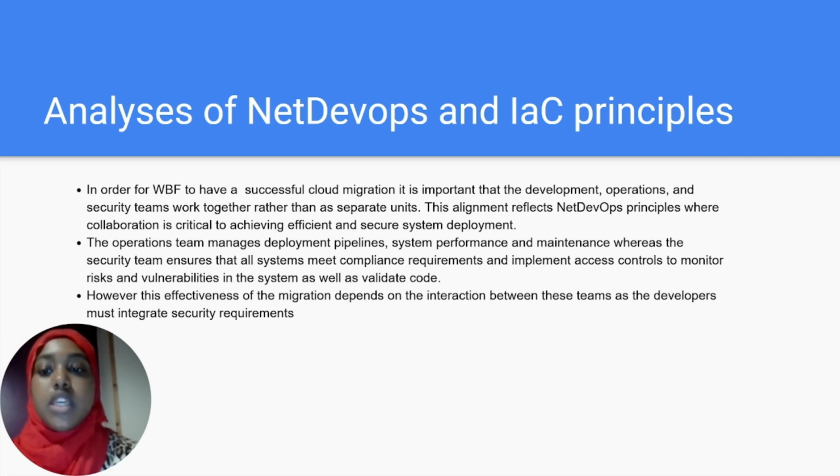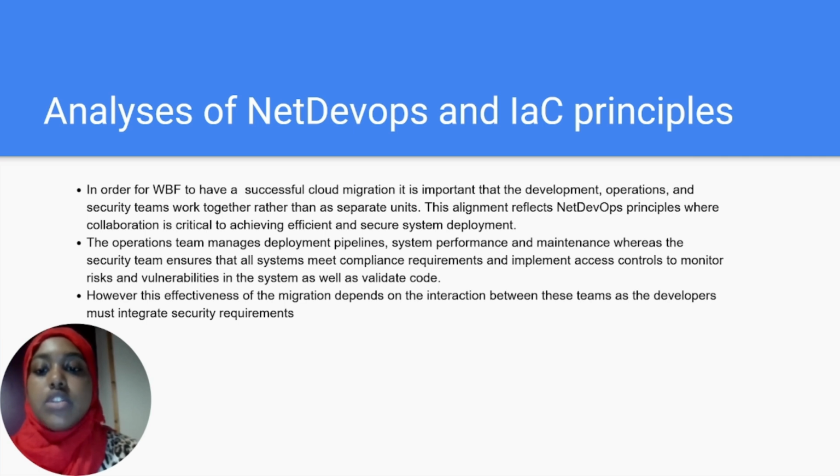The development team is responsible for creating application code and configuration scripts using IaC. The operations team manages deployment pipelines, system performance, and maintenance, whereas the security team ensures that all systems meet compliance requirements and implements access controls to monitor risks and vulnerabilities in the system, as well as validate code.